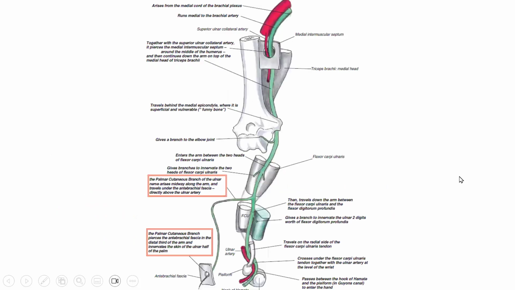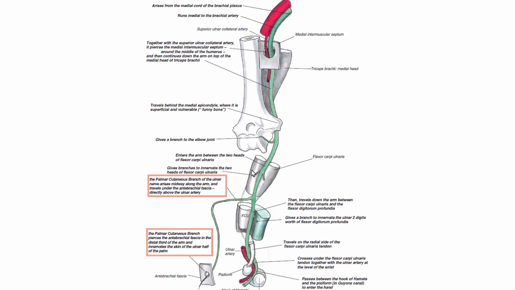Now, as we mentioned, there's a diagram for the median nerve. This is the diagram for the ulnar nerve. Now, if you see from the brachial plexus, the ulnar nerve runs medial to the artery and continues along the forearm, passing beneath or behind the epicondyle in the cubital tunnel. It gives a trochlear branch to the joint.